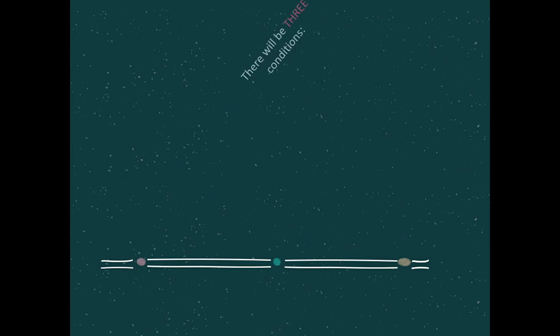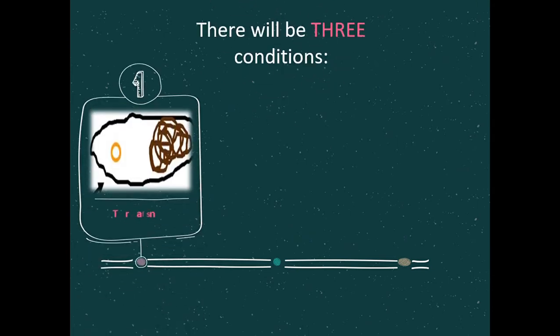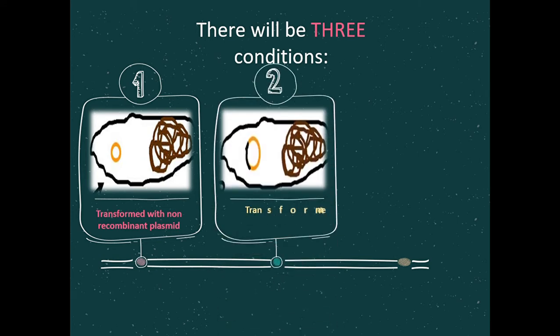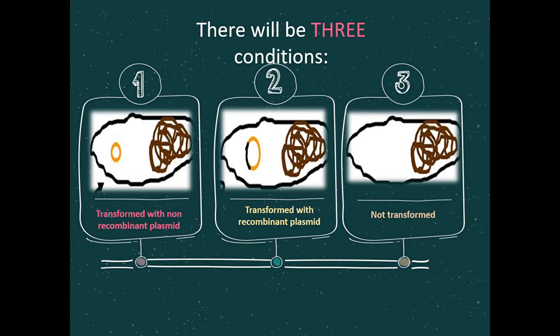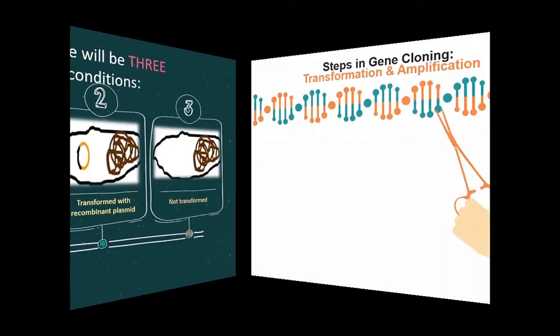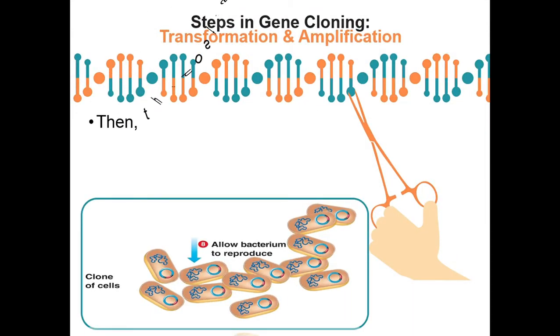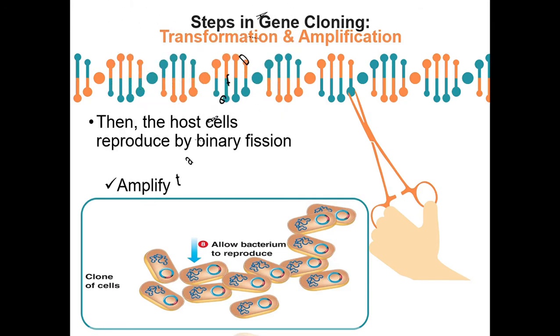There will be 3 conditions, that is 1. Transformed with non-recombinant plasmid. 2. Transformed with recombinant plasmid. 3. Not transformed. Then, the host cells reproduce by binary fission, and it will amplify the target DNA.